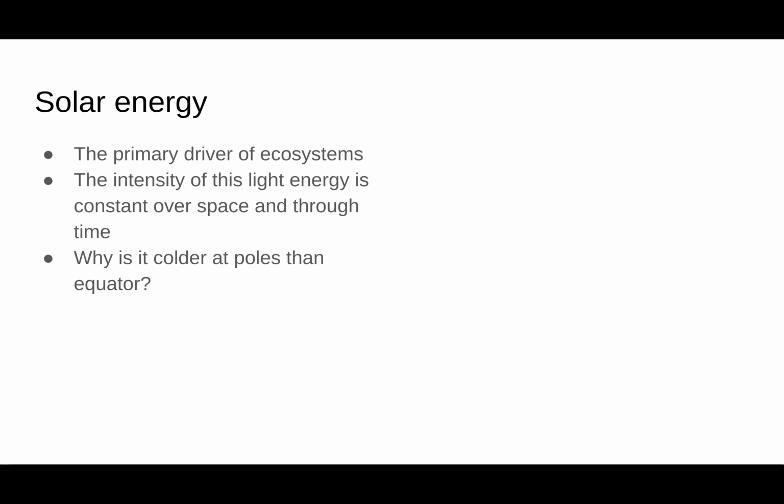The intensity of solar energy is essentially constant over space and time. The intensity of light that hits the North Pole is the same as the intensity of light that hits the equator. But the key difference is how direct the sun is and how long it is physically hitting a given place in space, and that determines how warm it is.